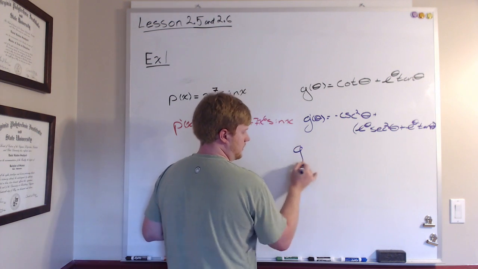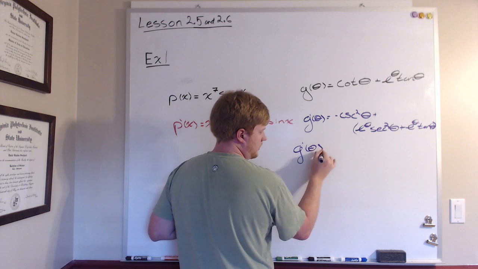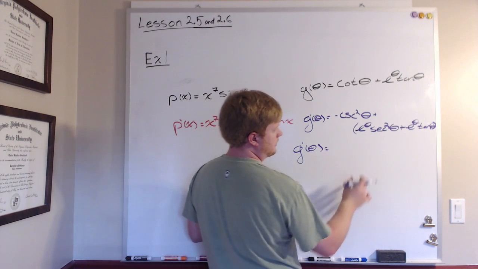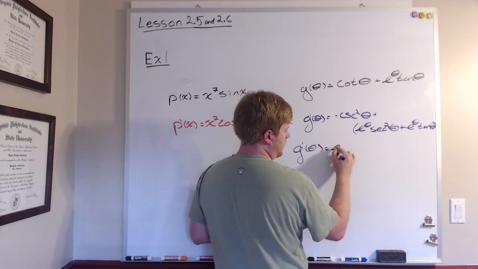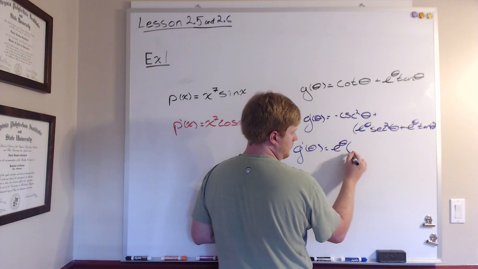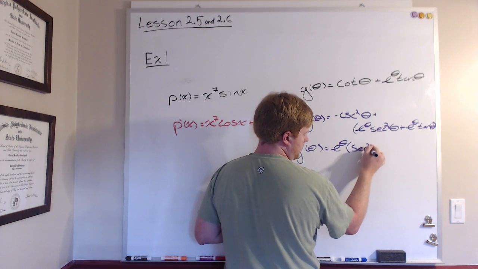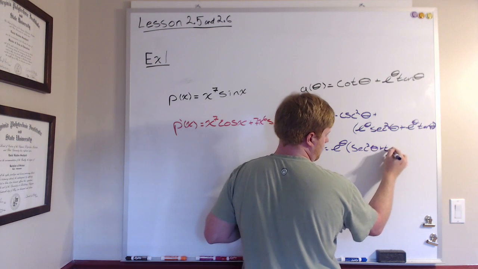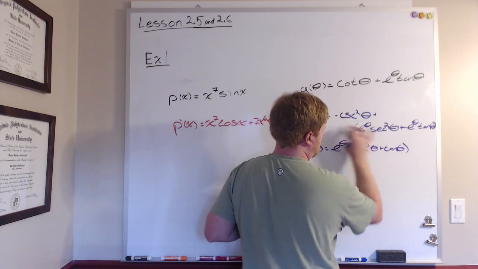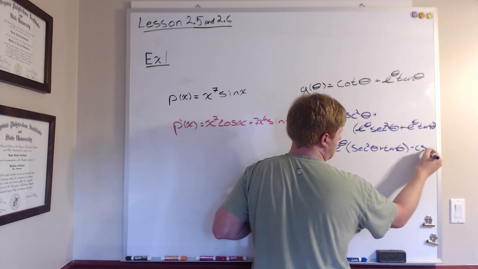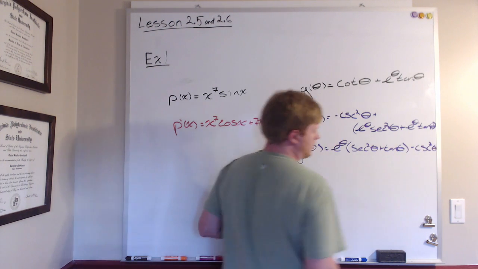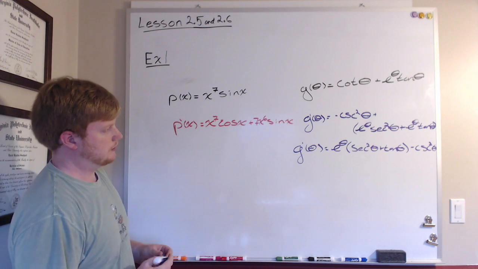Alright, let's clean things up a bit just so that we can see what our final answer is. That e to the theta can come out. And I'm left with secant squared plus tangent minus cosecant squared. Okay.